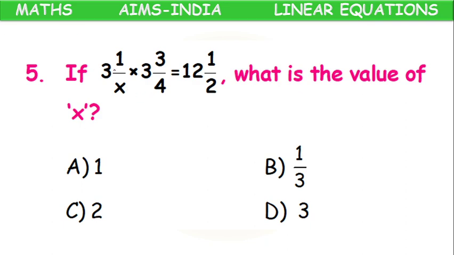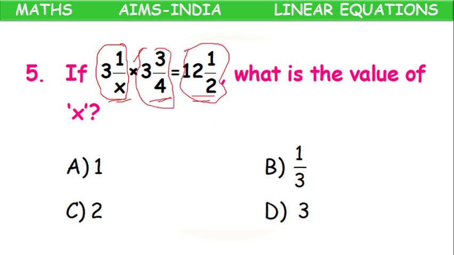Here 3 1 by x into 3 3 by 4 equals to 12 1 by 2. Then what about x value? Actually, this is a first mixed fraction. This is a second mixed fraction. This is the result, which is also a mixed fraction. So let's write them in terms of proper fractions.